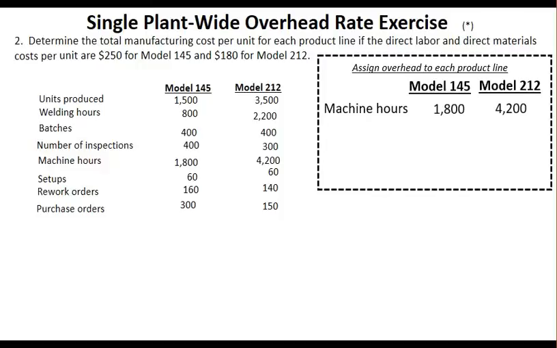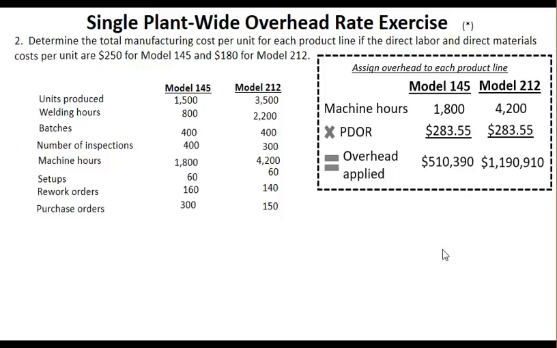Since my cost driver is machine hours, I'm going to take my machine hours, which are 1,800 machine hours for model 145 and 4,200 machine hours for model 212. I'm going to multiply them times my predetermined overhead rate, which I calculated in my previous slide, and I can see the amount of overhead now that I've applied. $510,000 is going to be applied to model 145, and $1,190,000 is going to be applied to model 212.